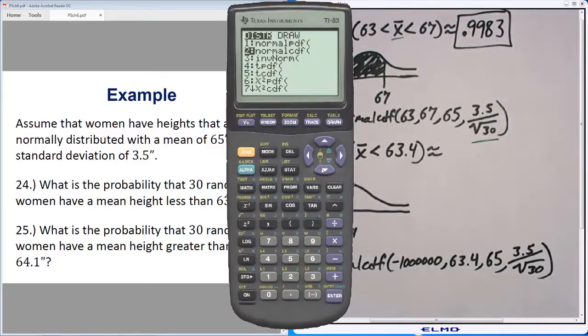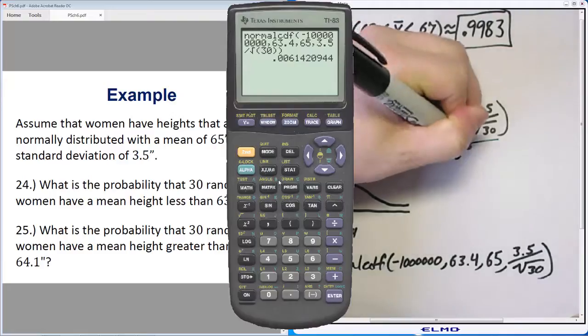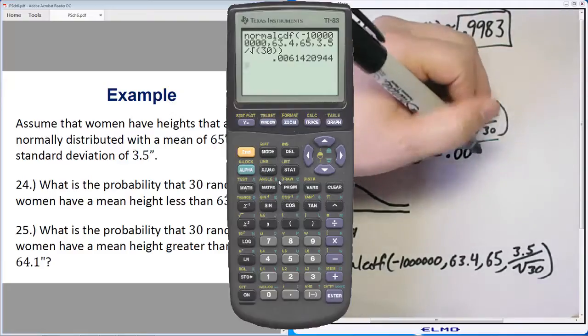Alright, second var's number 2 for me. Remember to use the negative button, not the subtraction button. And you get your answer. 0.0061.